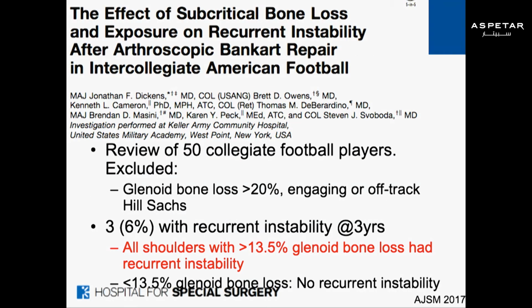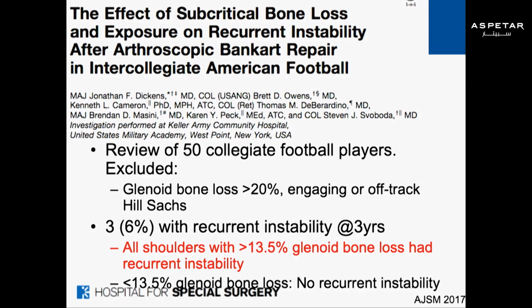This study looked at the effect of subcritical bone loss. So again, smaller bone loss, less than that 25%, but now we're going down to 20% and 13.5%. So trending down, as I was alluding to. They looked at 50 collegiate football players. If they had a very large bone loss, it was excluded, because again, at this point we've already realized that it's not going to work well.